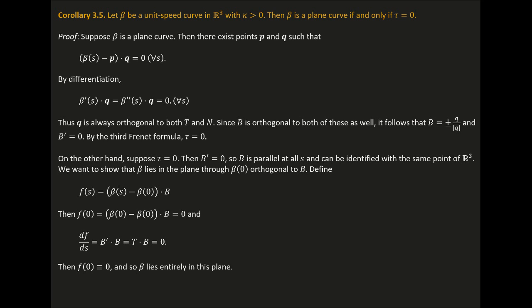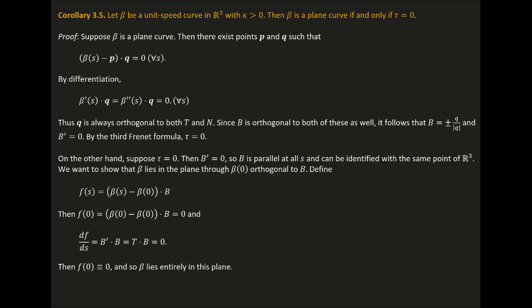This should look familiar. We would describe a plane as being the set of vectors which are perpendicular to a given normal vector. In this case, Q is serving the role of that normal vector, and P is just the point that we're using to centralize the curve. So you might imagine a picture where we're looking at the plane that's orthogonal to Q, and it contains the point P.